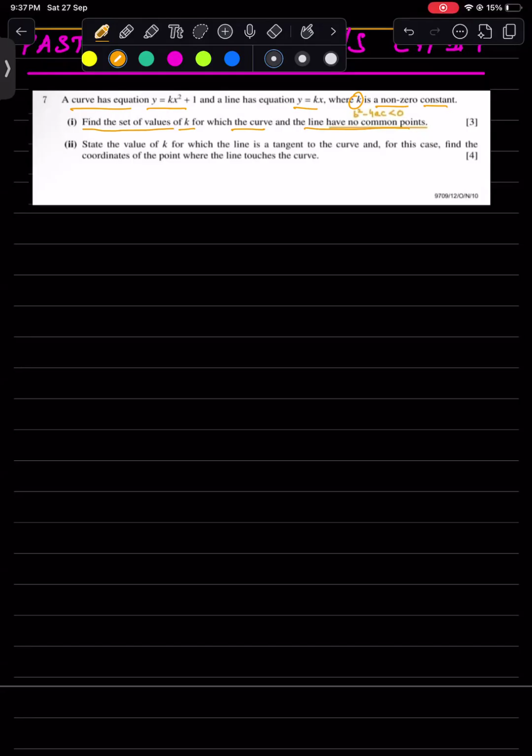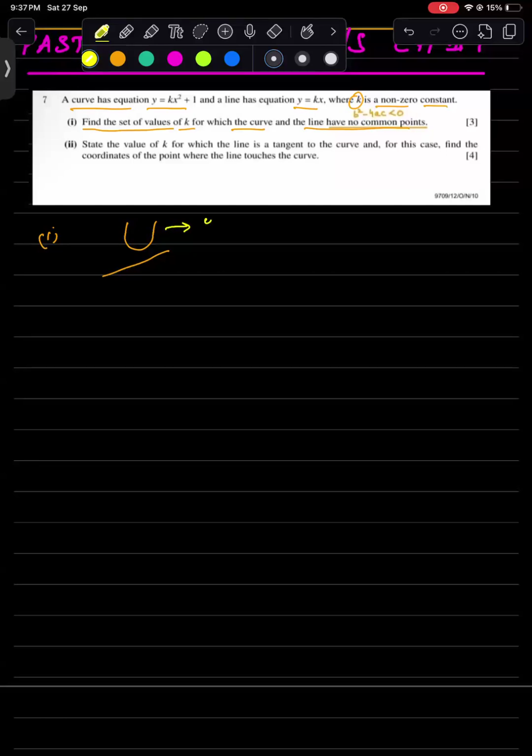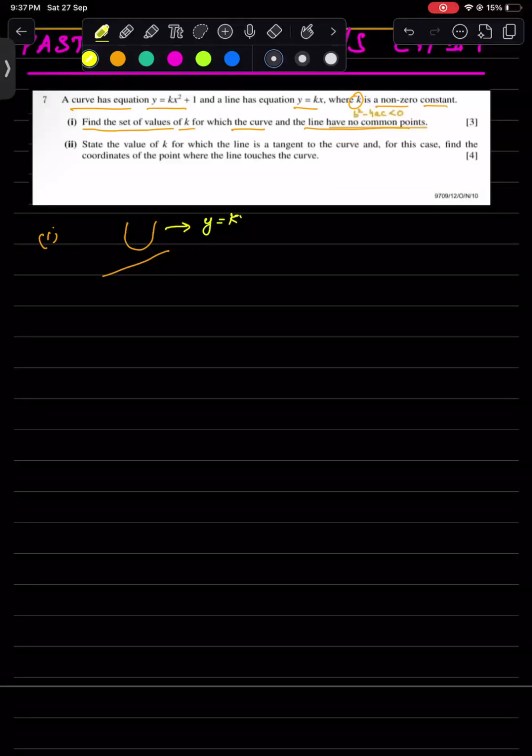No common points mean, what does it mean? That the line and the curve are not going to intersect, right? Curve is this, y is equal to k x squared plus 1, and the line is kx. Where the value of k is not known, we need to find the range of values for k. And you know that when the line and curve are not intersecting, so what's the discriminant at that point?